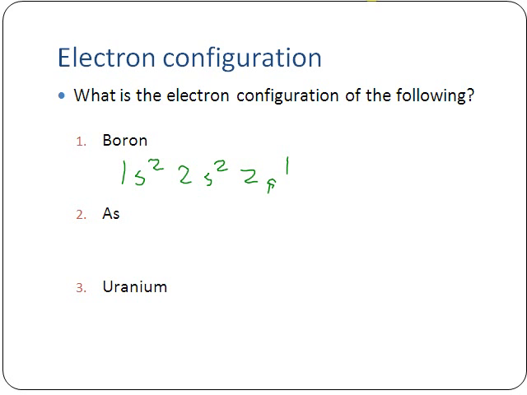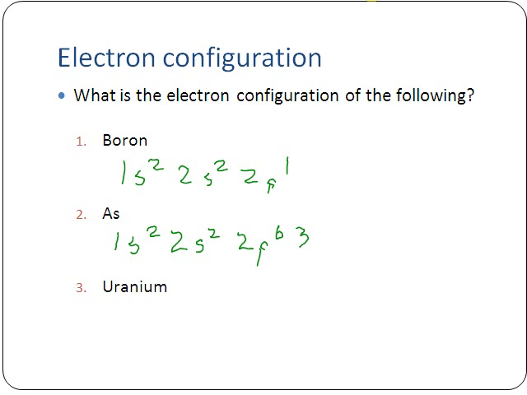Next, arsenic. If you take a look at arsenic, that's element 33. So going through this, and we won't go back to the periodic table, you can look at your own to do this. The 1s orbital is filled, so 1s2. The 2s orbital is filled, 2s2. The next one going across is the 2p, and that one is filled, so 2p6.